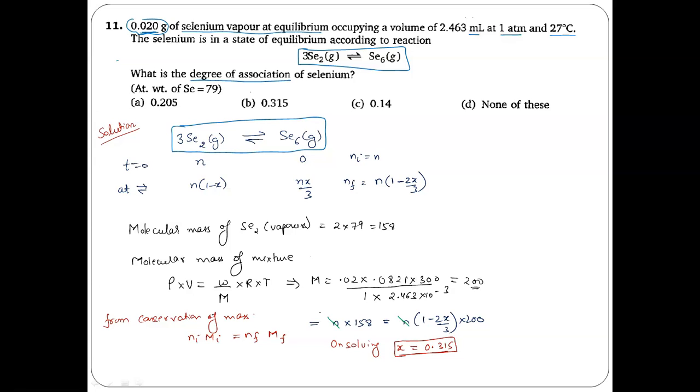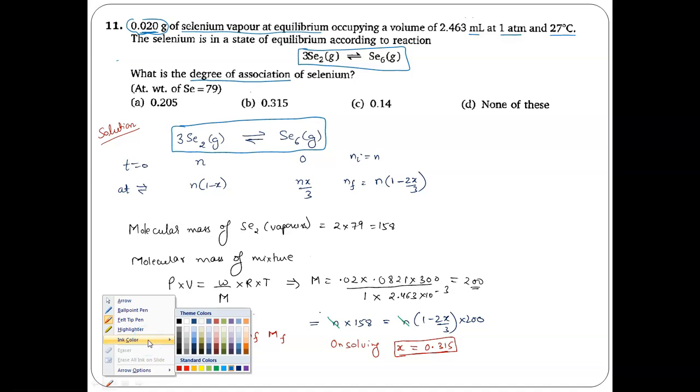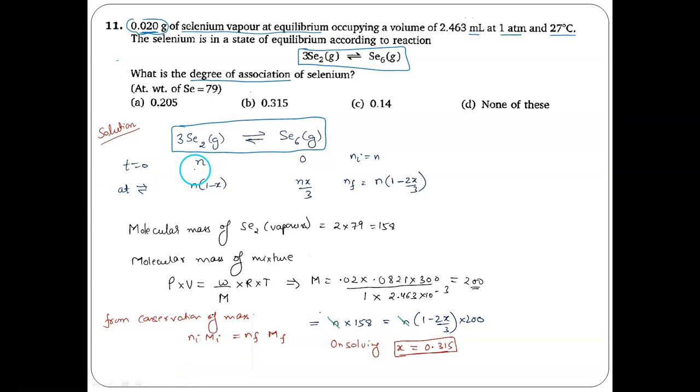Note, we cannot find that by dividing 0.02 by twice into 79. No, because that 0.02 gram is a mixture of both Se2 and Se6, right? Therefore, it cannot be used. So let us say the initial number of moles of pure Se2 is n. So the initial number of moles is n.